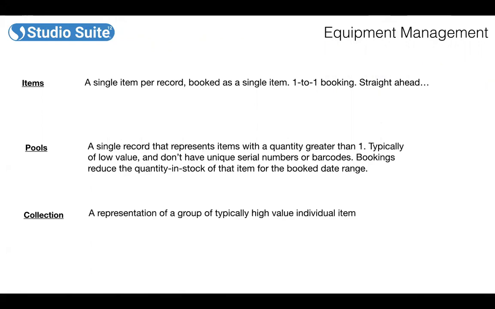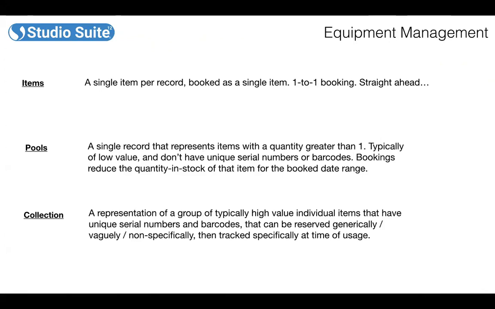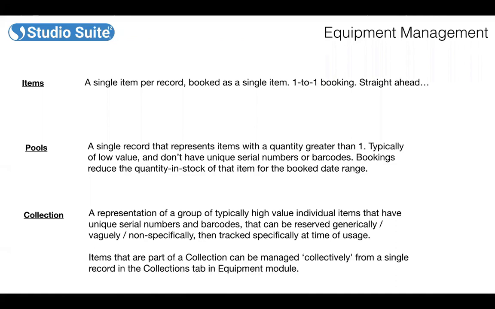And then we've got collections, and a collection represents a group of typically high-value individual items that have unique serial numbers and barcodes that can be reserved generically, vaguely, non-specifically, and then tracked specifically at the time of usage. So this is kind of a different use case. And items that are part of a collection can be managed collectively from a single record in the Collections tab of the Equipment module. So with that, thank you for putting up with the boring preamble there.